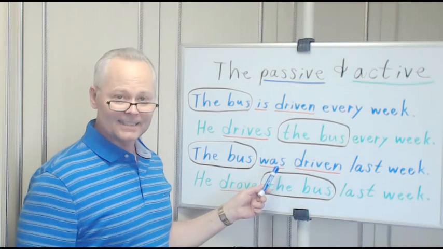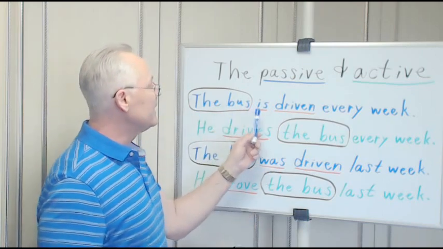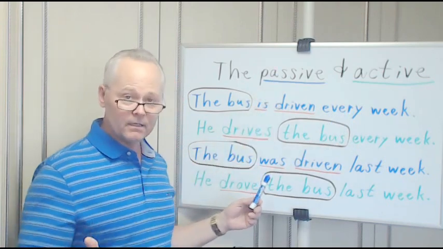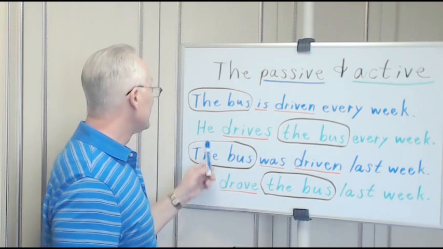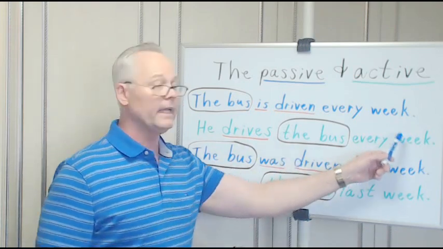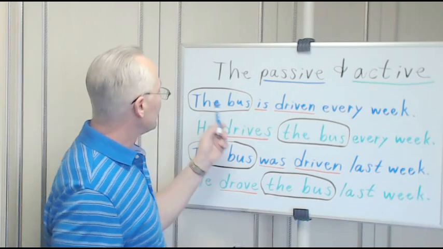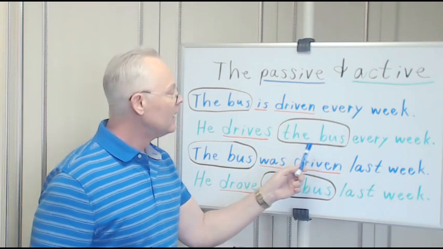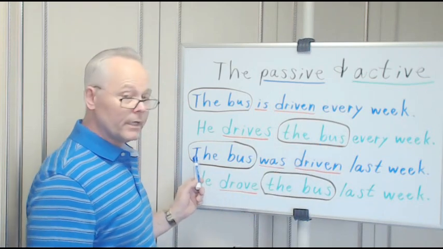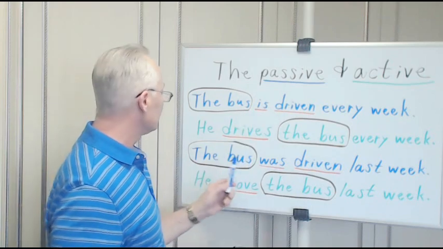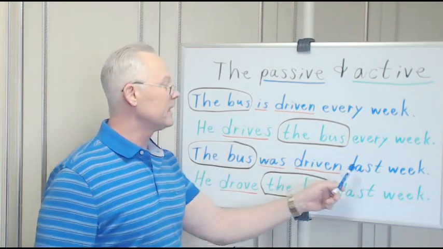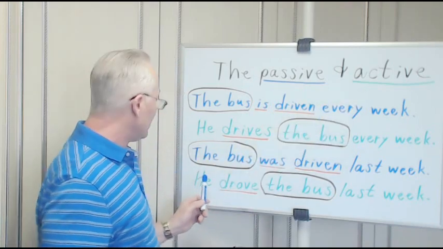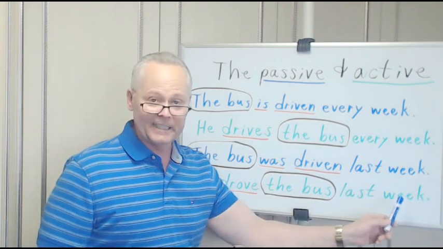This is the past. The bus is driven every week. That's the passive. The active, we're saying pretty much the same thing. He drives the bus every week. Okay? Here we've got the bus, but if we go to active, we need to move the bus over here. We go down here for the past. We have blue, passive. The bus was driven last week. Active, in the past. He drove the bus last week.